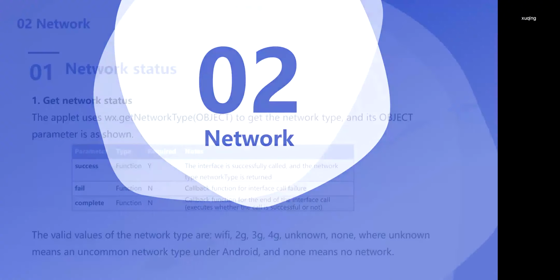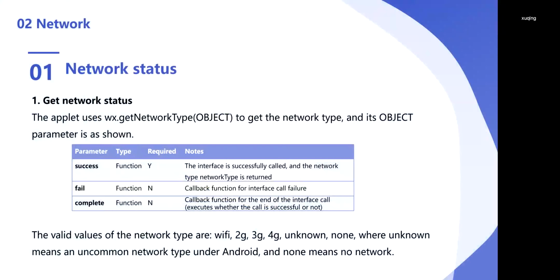For network, the first one is the network status. Sometimes we want to get the network status. And here the applet uses wx.getNetworkType, this function, to get the network type. And its object parameters are shown here. We have these three parameters: success, fail, complete. Success is required; the interface is successfully called and the network type is returned. The fail parameter is the callback function for interface call failure, and the complete parameter is the callback function for the end of the interface call, and it executes whether the call is successful or not.